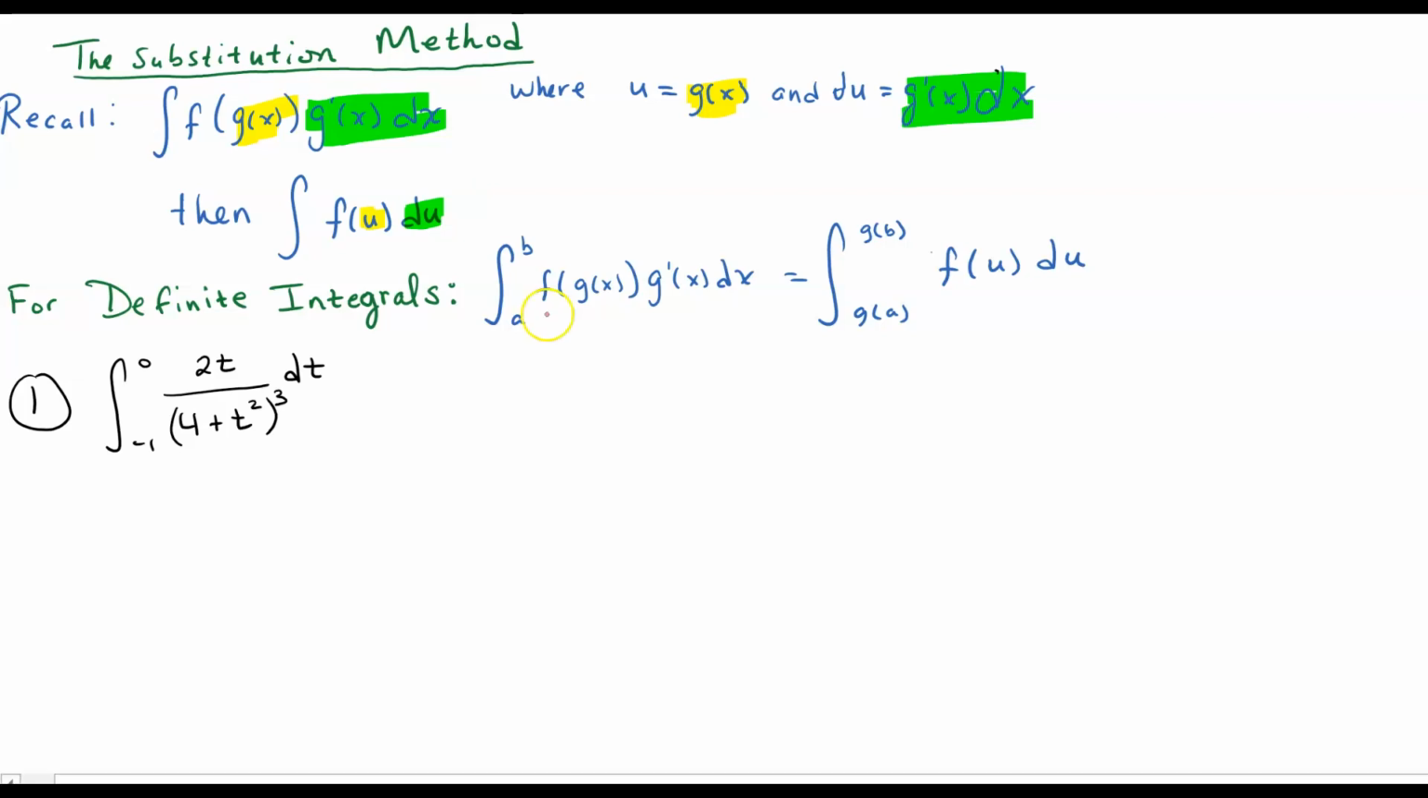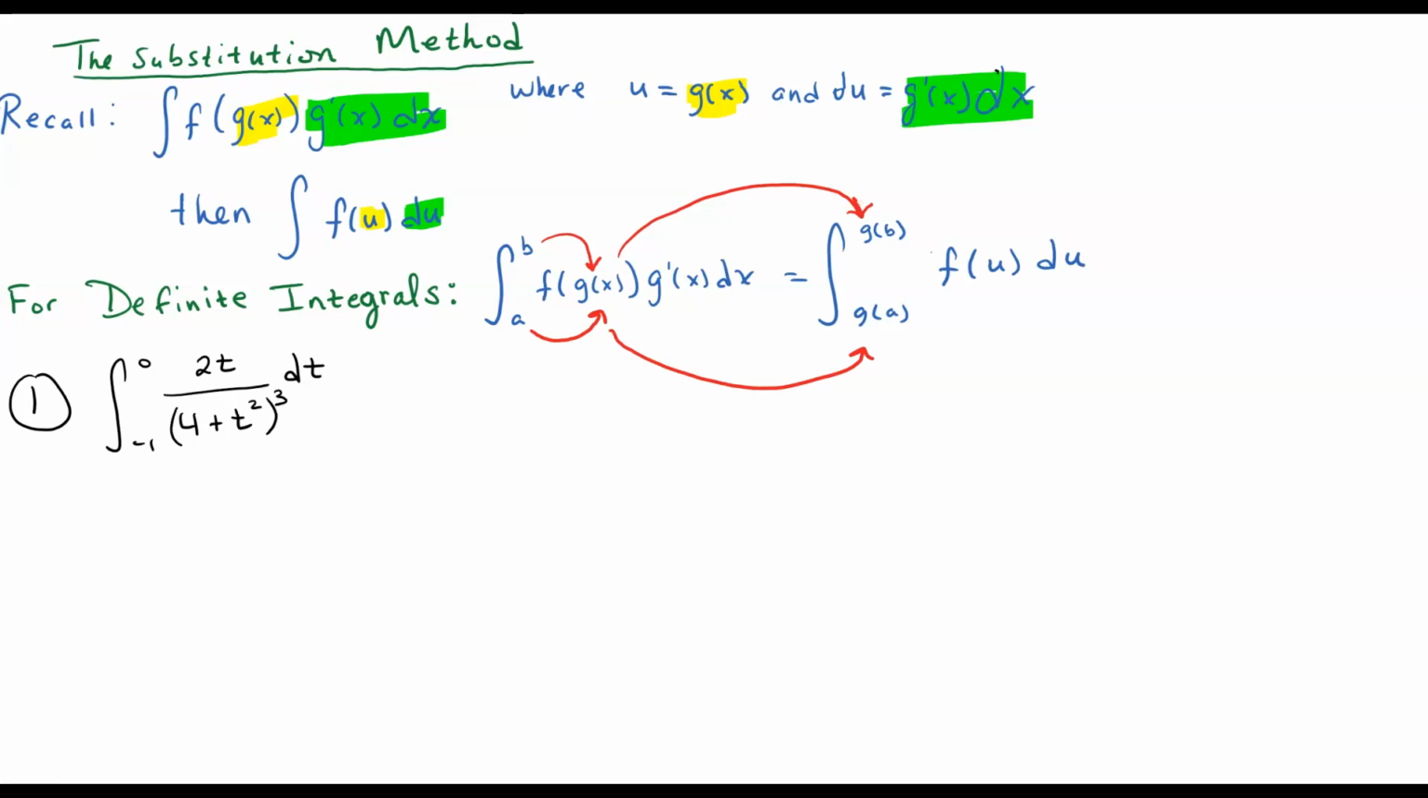What I'm getting at is that you plug a into g, and you get an output, a new limit of integration. The same thing happens with your b. You plug that in there, and you get a new output for your limit of integration. So you get that little combination there, and it's actually not terribly difficult.